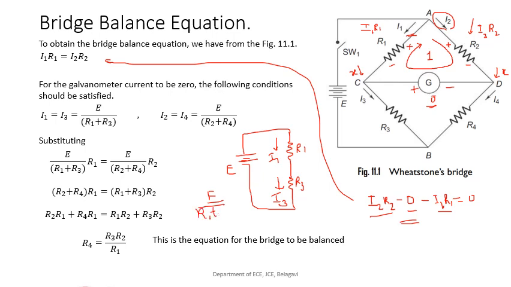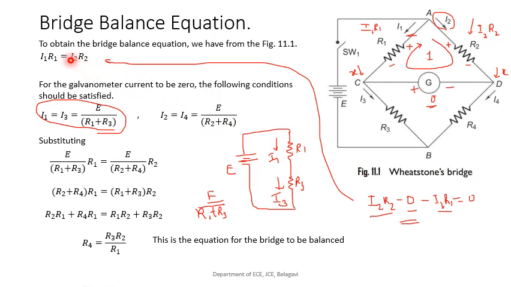You have to apply Ohm's law. If you apply Ohm's law, I is equal to V by R, so it is E upon R1 plus R3. The same thing follows for I2 and I4. Now the value of I1, which is E by R1 plus R3, we will substitute here. In the same way, the value of I2, which is E by R2 plus R4, we will substitute here.